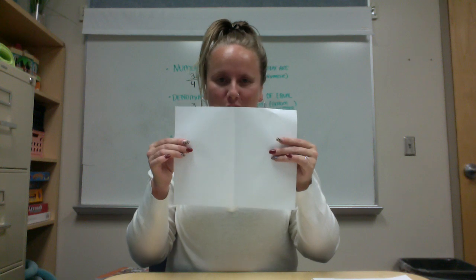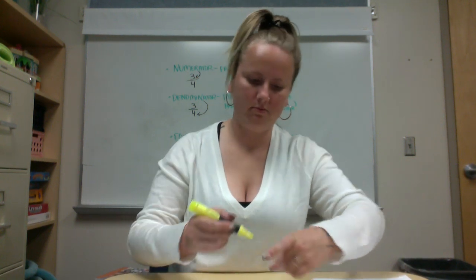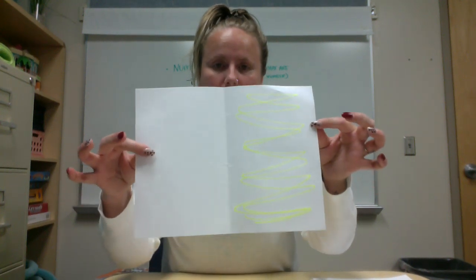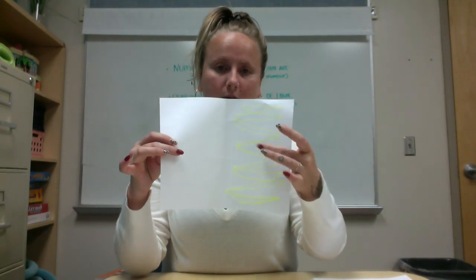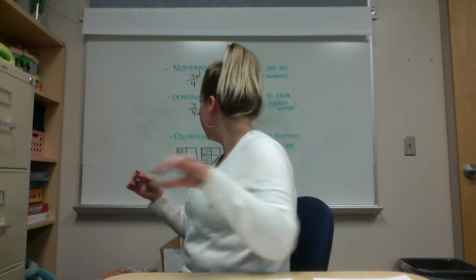If we were to color in one of the sides, or shade, just like this, as you can see, we would see that we have one of the two fractional parts shaded. So if we were to write this as a fraction, it would be written just like this.